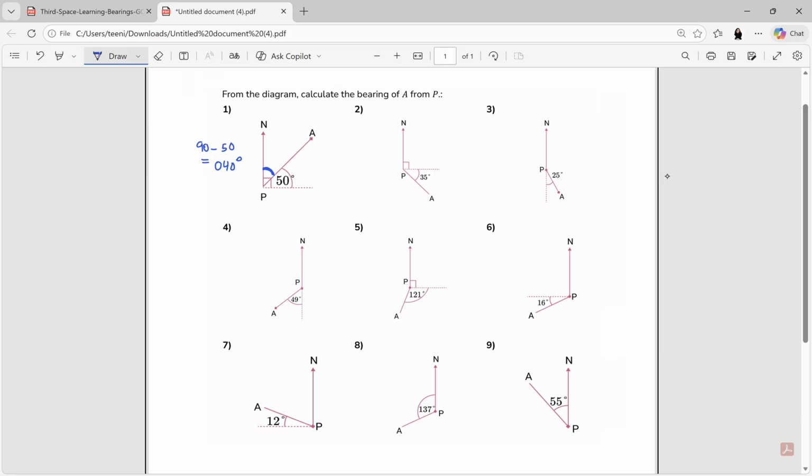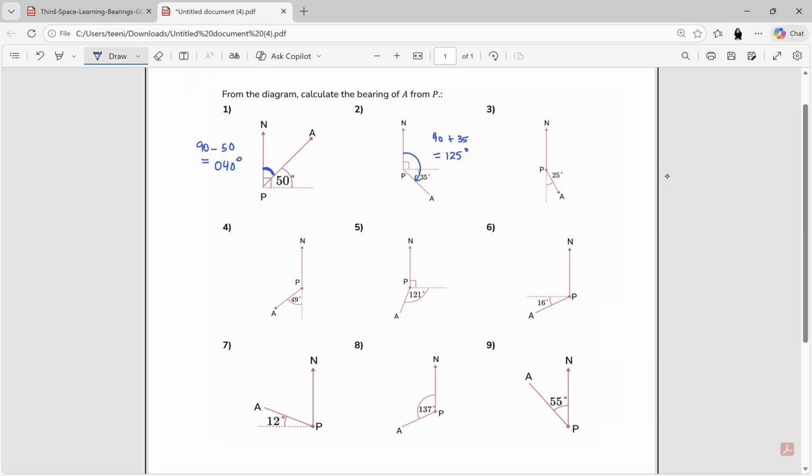For number 2, I'm just going to show you what the bearing is, and then you'll do your own calculations. By now, you should know that this means it's a right angle, which is 90 degrees, right? So in number 2, the bearing of A from P is going to be this entire angle here. And that entire angle is made up of the 90-degree angle plus this angle of 35 degrees. So the bearing of A from P will be 90 plus 35, which will be equal to 125 degrees.